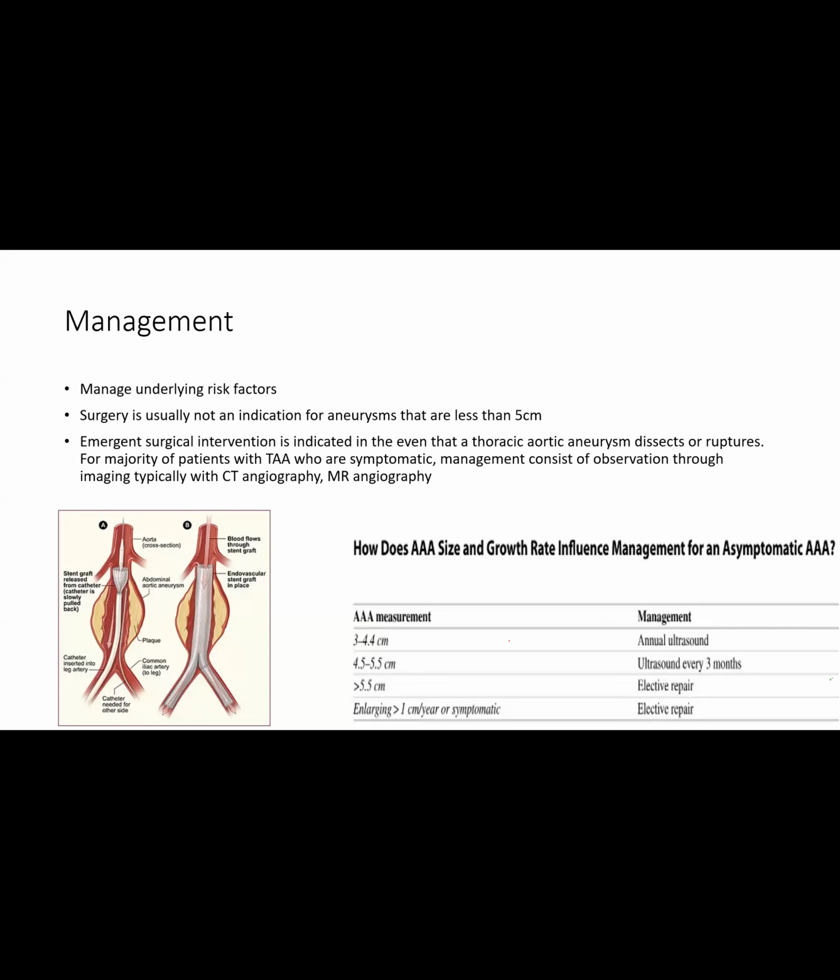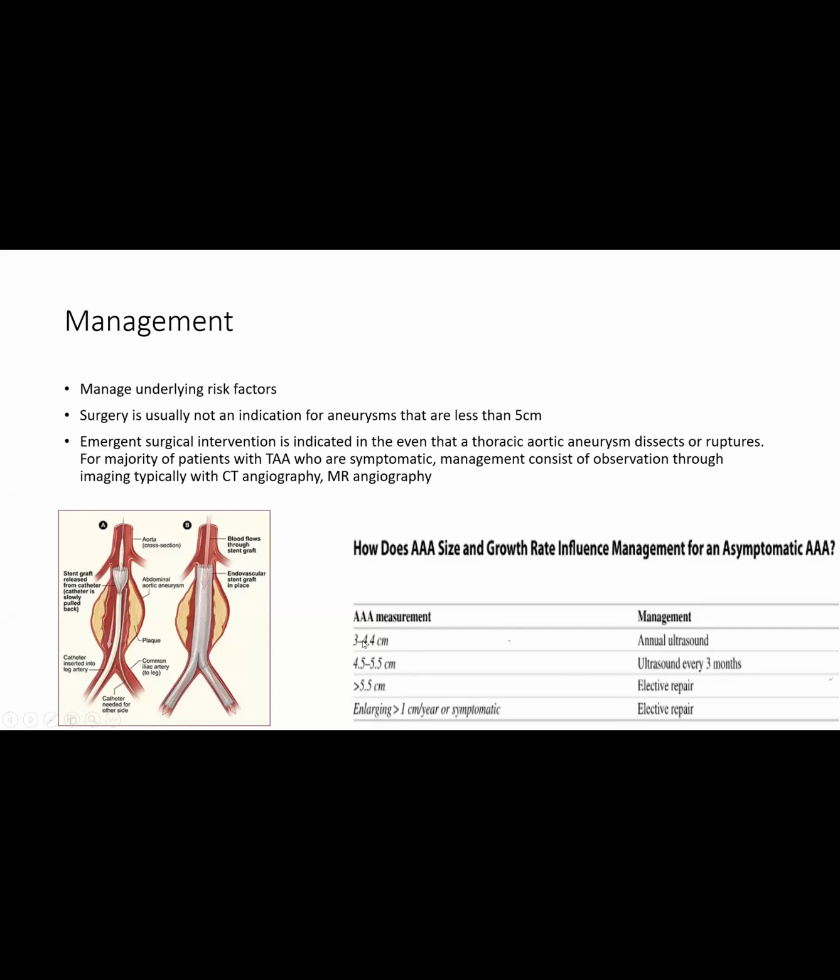So most importantly for management, the risk factors are controlled, like blood pressure control, cholesterol level control, and smoking quit, and surgery is usually for aneurysms over 5 centimeters, like in the pictures. So for example, an aneurysm, a dilation between 3 to 4.4 centimeters, basically an aneurysm under 5 centimeters, does not require surgery.